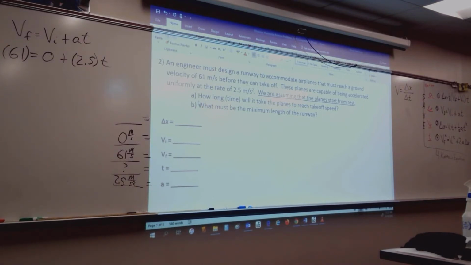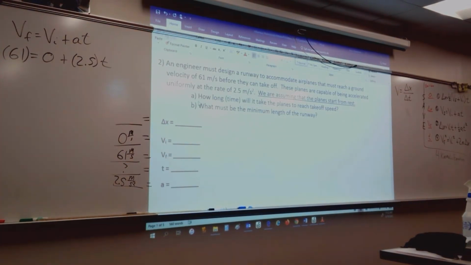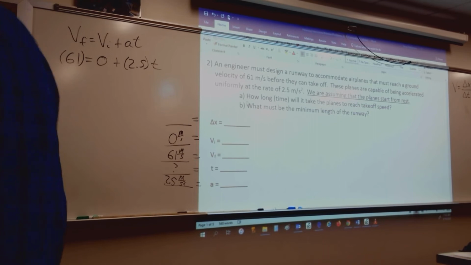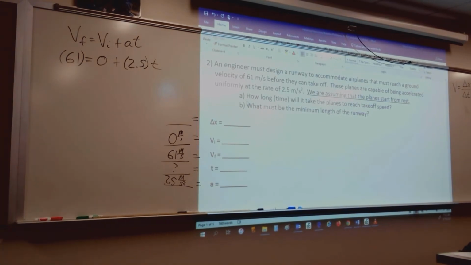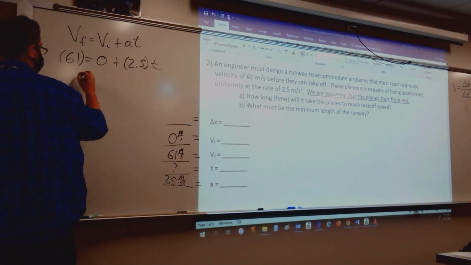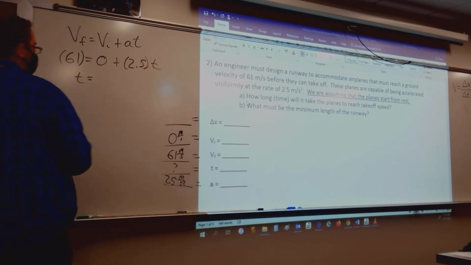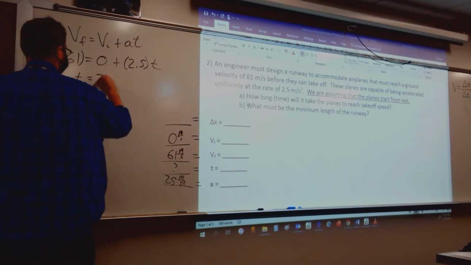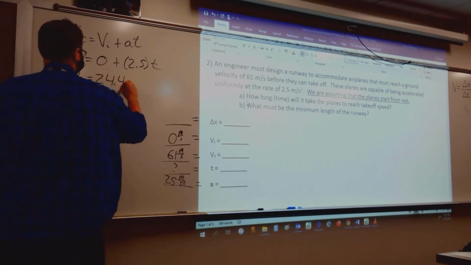Let me adjust this right quick. To solve for time, I would just take 61 divided by 2.5. And what do we get for that? 24.4 seconds. Good, 24.4 seconds.